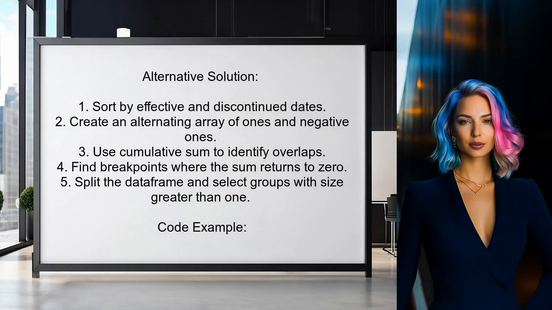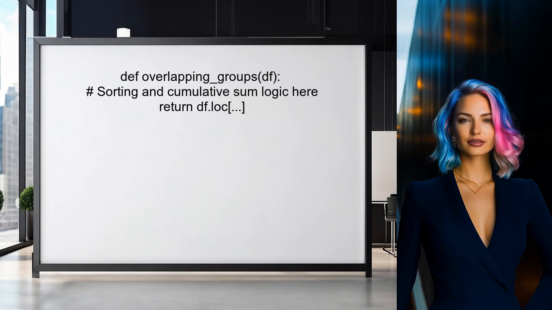An alternative approach to finding overlapping date ranges involves sorting the data by dates and using a cumulative sum technique. First, sort the data frame by effective and discontinued dates. Then, create an array that alternates between 1 and -1 for each date. The overlap occurs when the cumulative sum is greater than 1. Identify the end of overlapping groups by finding where the cumulative sum returns to 0. Finally, split the data frame at these points and select the groups with more than one entry.